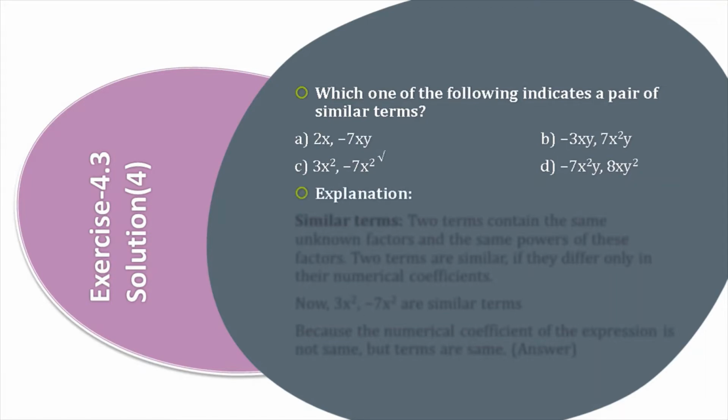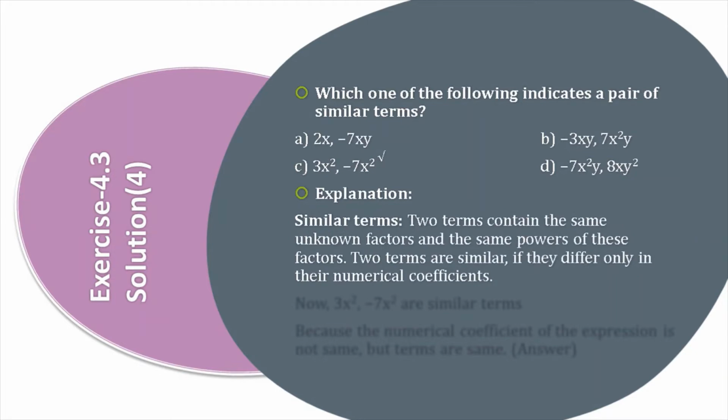So this is the explanation, and let us see the definition of similar terms, because without the definition you cannot understand how to indicate a pair of similar terms. Two terms contain the same unknown factors and the same powers of these factors, that is, two terms are similar if they differ only in their numerical coefficients. That is not our problem.